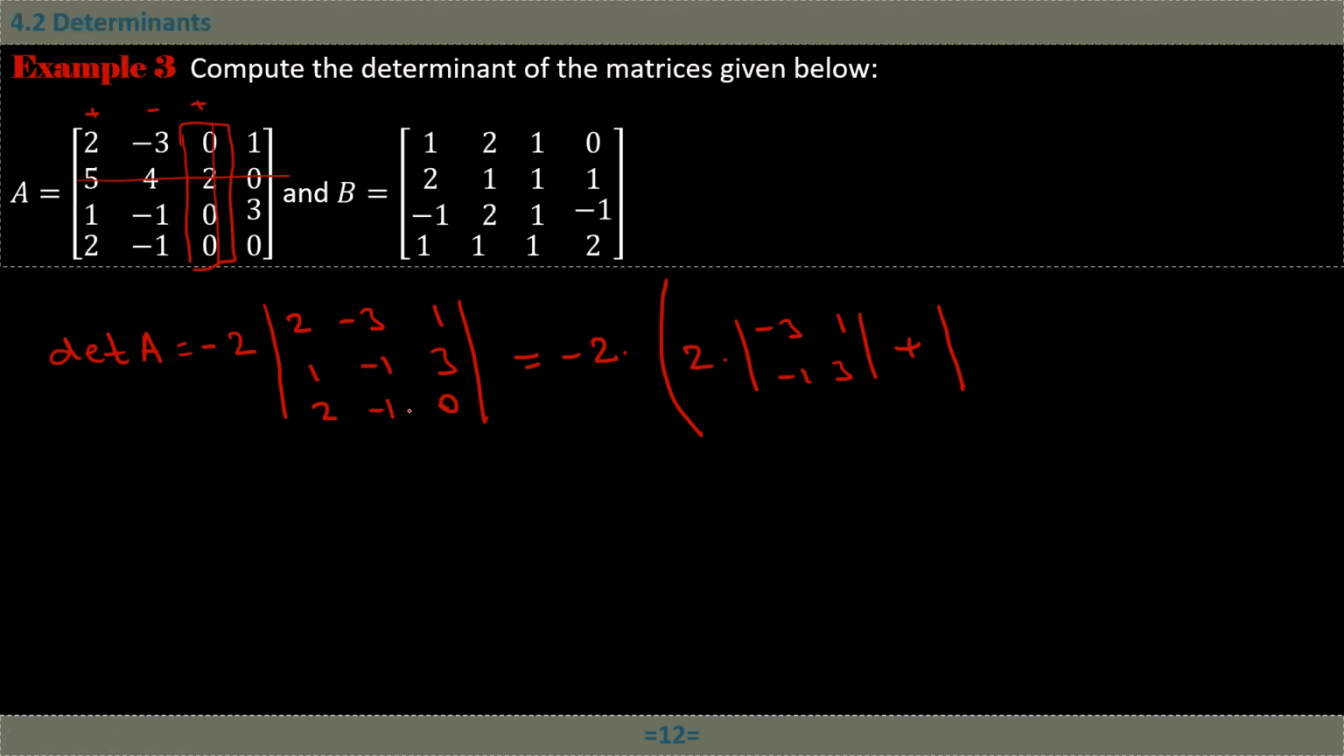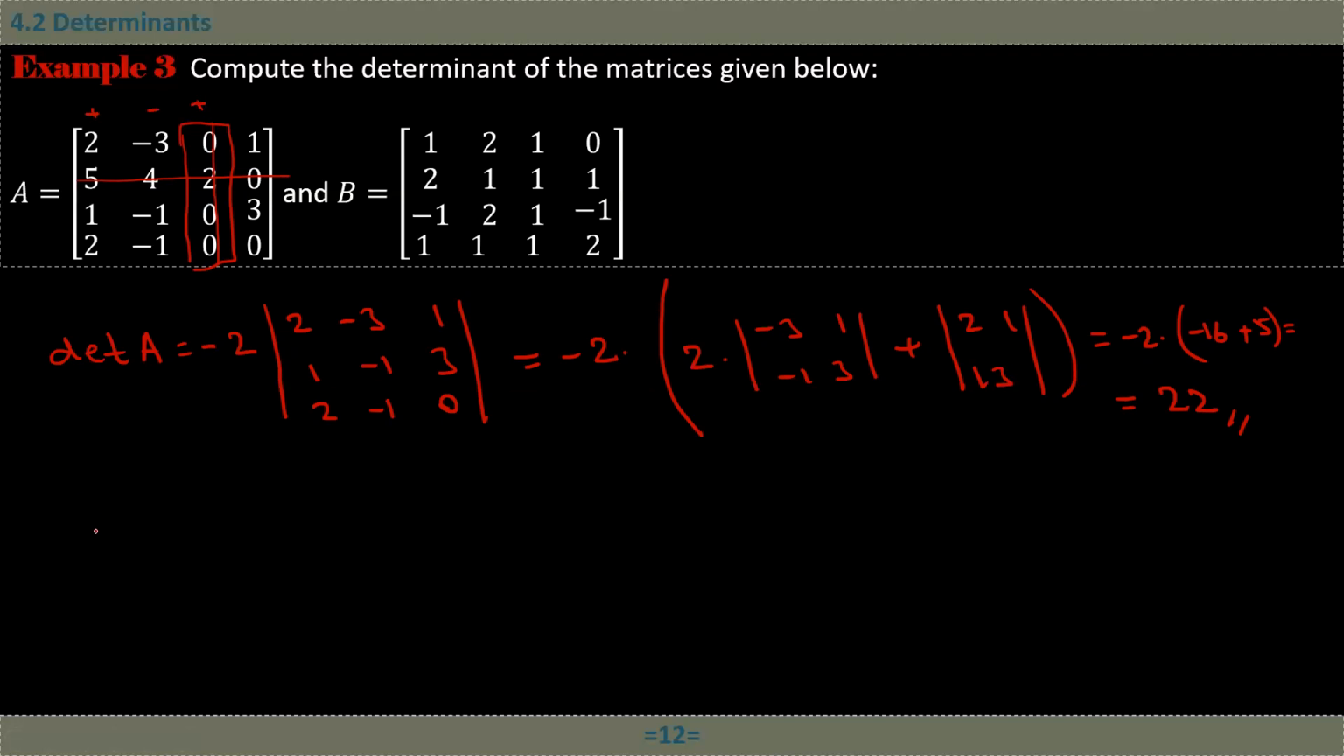So here we delete this row and this column. What we have here is 2, 1, 1, 3. And the third one is 0, so we don't have to write this. Equals, here we have minus 2 times 2. Here we have minus 9, minus 1, it is minus 8. So here we have minus 16, plus 6, minus 1, it is 5, which is equal to minus 11. Minus 2 times minus 11 is equal to 22. So determinant of A is 22.